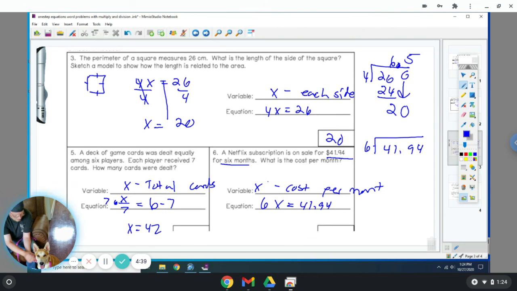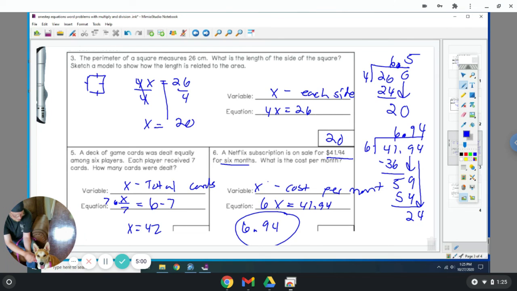So 6 goes into 41 6 times, which is 36. You have 5 left over. Bring up your decimal and bring down the 9. 6 goes into 59 9 times, which is 54. 2 left over. Bring down the 4. 6 goes into 24 4 times. So each month will cost $6.94. And that's real world problems for multiplying and dividing.